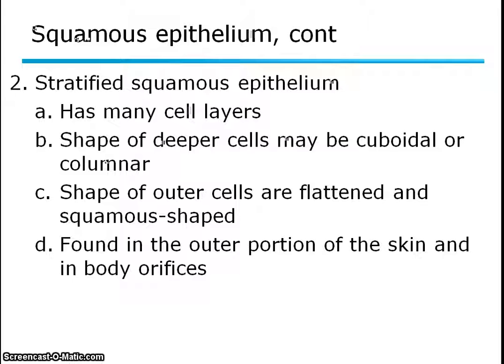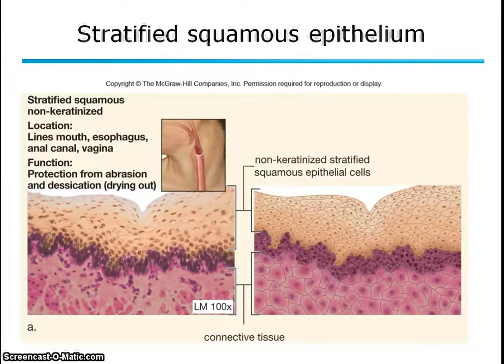There is another choice for squamous epithelium. You can have stratified squamous, and stratified has many cell layers, and the shape of the deeper cells may be cuboidal or columnar. So when we're going to name a shape, we're going to look at that top layer. We're not going to look at the basement layer. So shape of outer cells are flattened and squamous shaped, found in the outer portion of the skin and body orifices. So here is an example of your stratified squamous epithelium, and it has lots and lots of layers here.